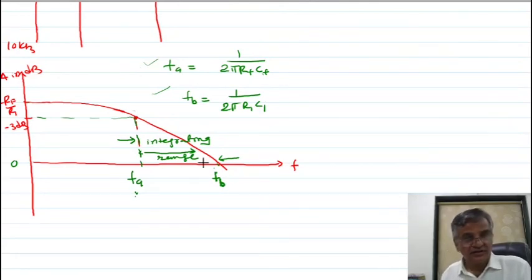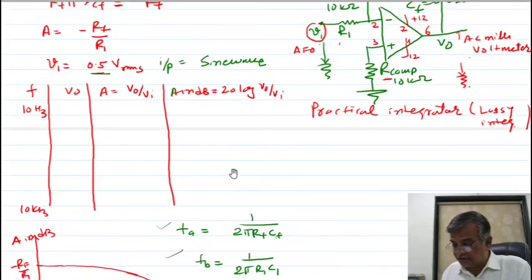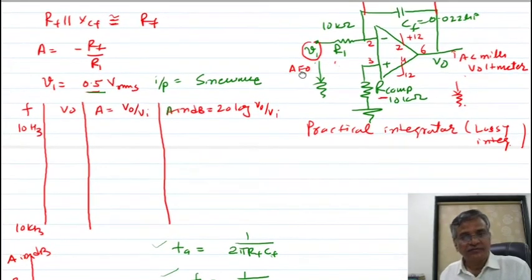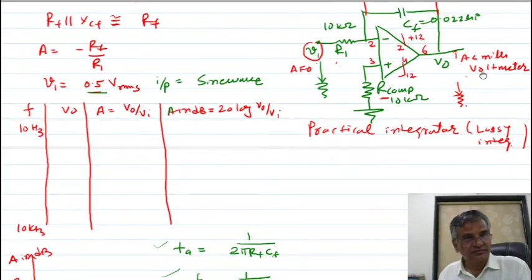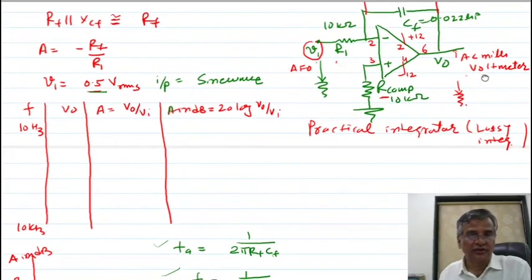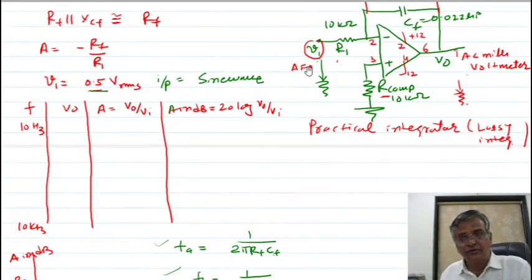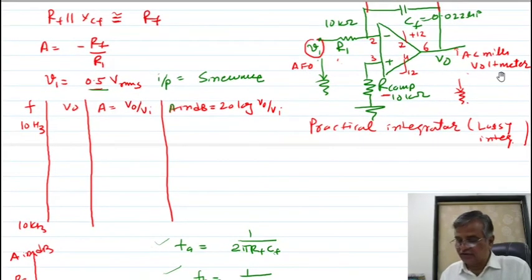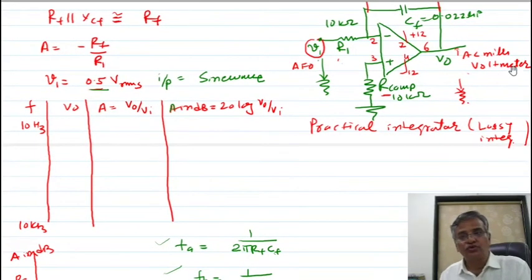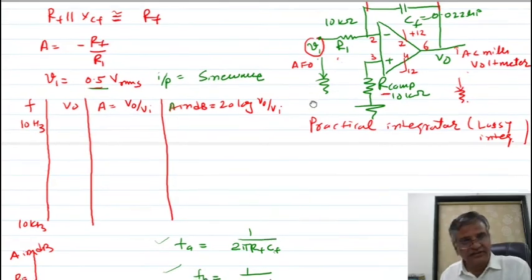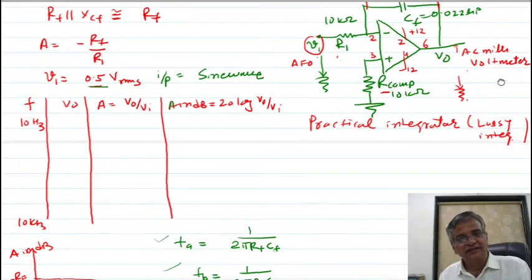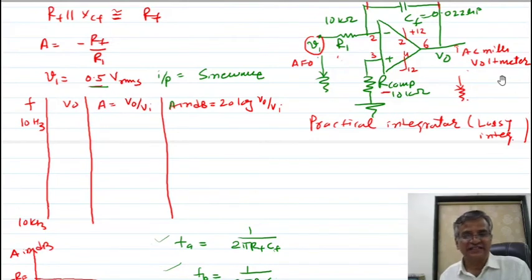This is one part. In the second part, you have to apply your input signal here, a sine wave, and trace your output voltage. You should get a cosine wave. When you apply a sine wave, you should get a cosine wave. If you apply a square wave, you should get a triangle wave. If you apply a triangle wave, you will get a sine wave. You have to test this waveform in the laboratory.